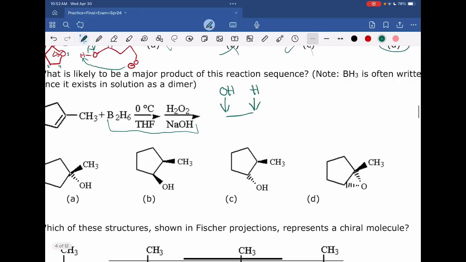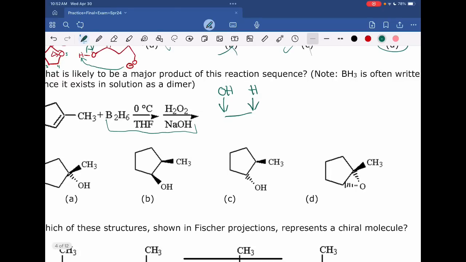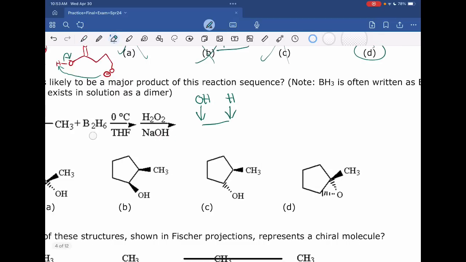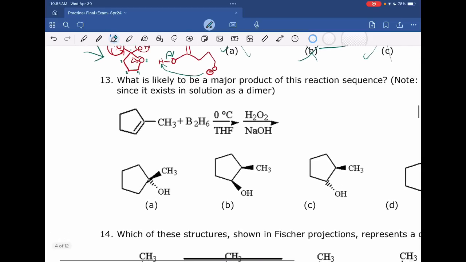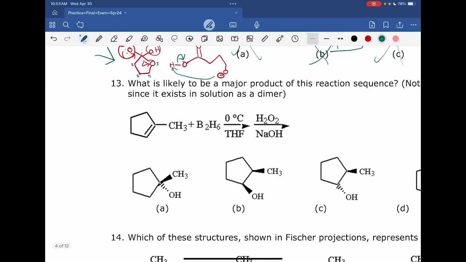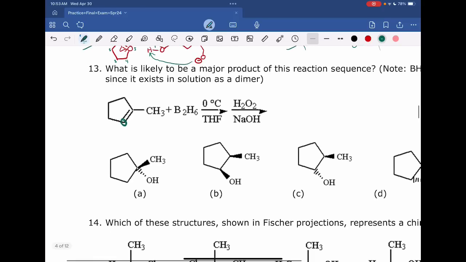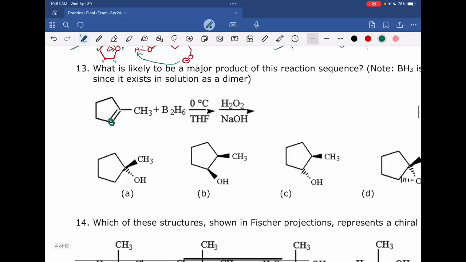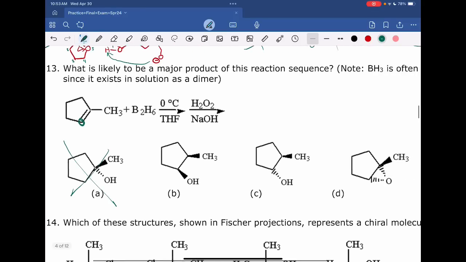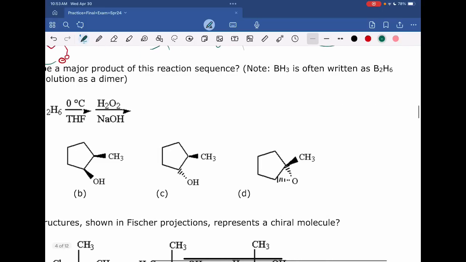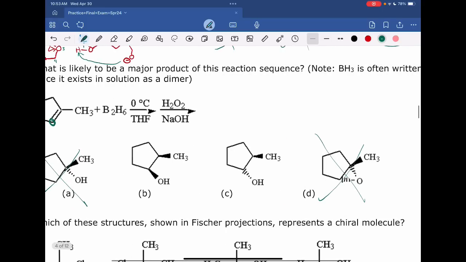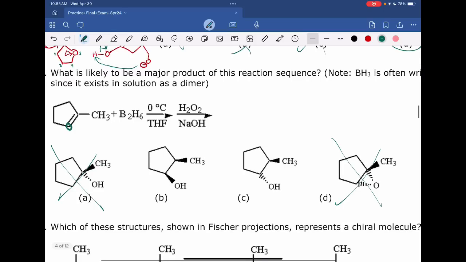The tricky part here is that the H and the OH get added on the same side in this mechanism. Specifically, the BH3·THF adds the OH and the H on the same side. So we know that we're going to do the OH on the anti-Markovnikov carbon, which is this one. It's the least substituted one. So let's look for answers that have that. A doesn't even have the OH in there, so it's out. Also D, why would you form an epoxide? So we're just between B and C, and the only difference is the stereochemistry.